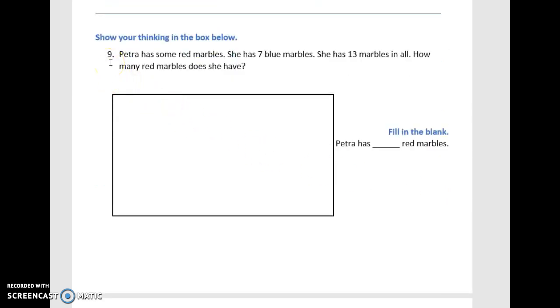Number 9 says, Petra has some red marbles. She has 7 blue marbles. She has 13 marbles in all. How many red marbles does she have? So the problem doesn't tell you how many red ones. You have to figure it out based on the number of blue ones and the total she has. Draw your picture. Write your answer for the number of red marbles that Petra has on the blank.